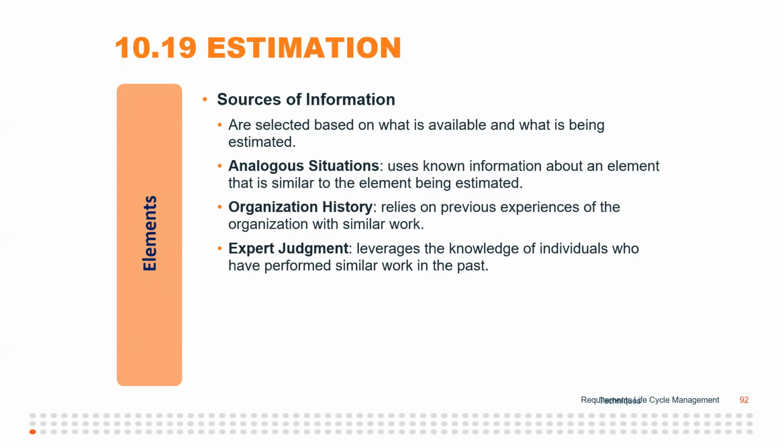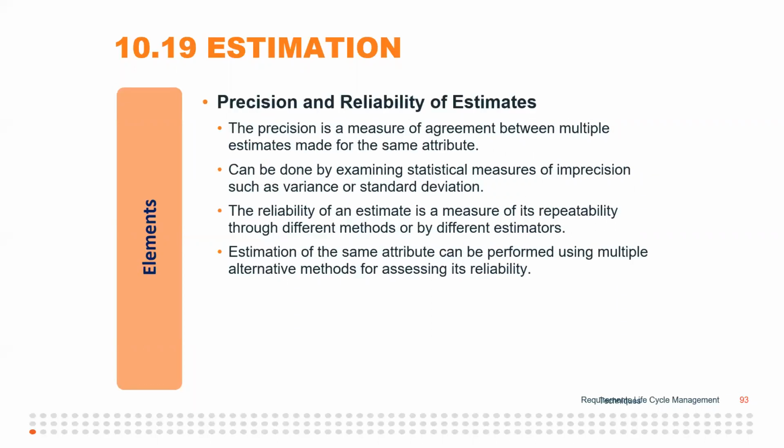Could be organizational history, which could be previous experiences of the organization with similar work, and then expert judgment, because sometimes you'll have individuals who have performed similar work in the past. So, all right, and they know, and they'll tell you, that's going to cost this much, approximately.